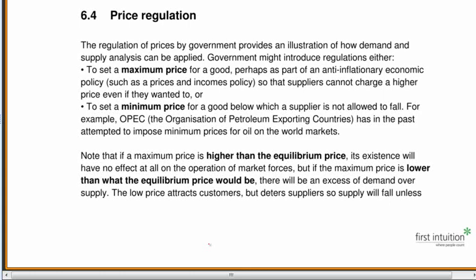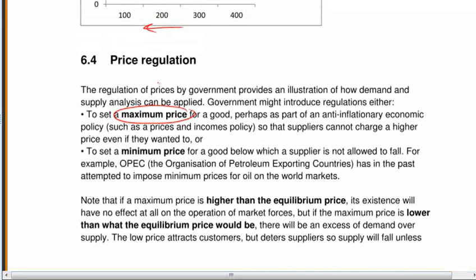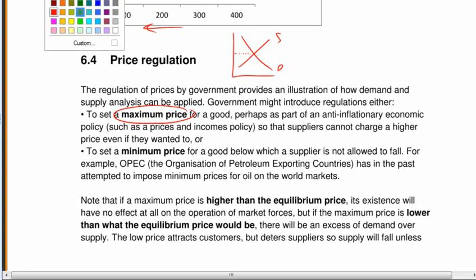Now, one possibility is that the government sets a maximum price. Okay, so this might be for something which is, I don't know, socially desirable. So this could be, I don't know, social housing, for instance, where the government knows if they left the market to its own devices, let's say that's demand and supply, that would be the price. But they don't want price to be that high. That is not socially desirable. So what they do is impose a maximum price just there.